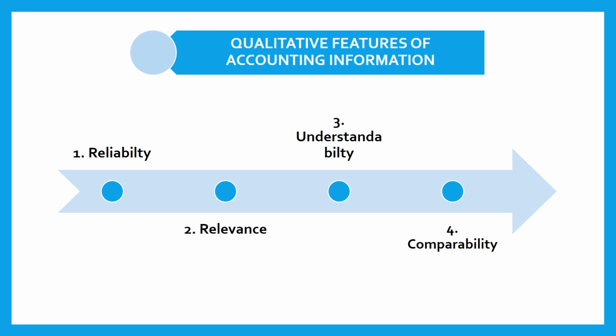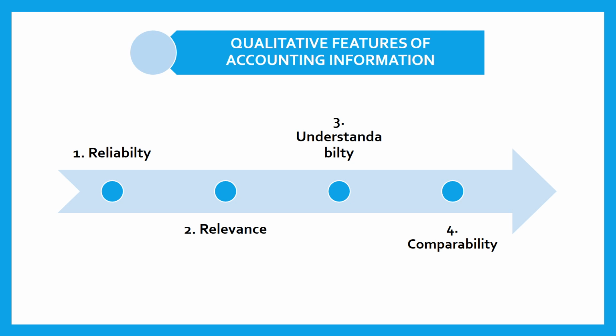And the last feature is comparability. Comparability means that the users should be able to compare the accounting information of the business of one period with another period, and then the accounting information of one business with that of another business. So these are 2 types of comparisons which must be possible with the accounting information, and that comparison is intra-firm comparison and inter-firm comparison.